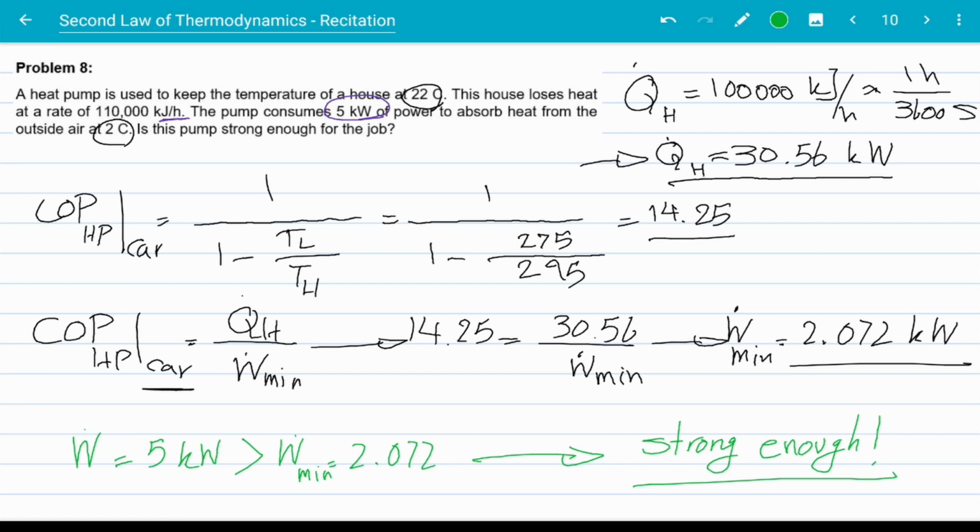For a heat pump and a refrigerator, which are power consuming devices, the actual power consumption has to be larger than the power consumed of a Carnot cycle. For a heat engine, which is a power producing device, the actual power produced has to be smaller than the power produced by a Carnot cycle.